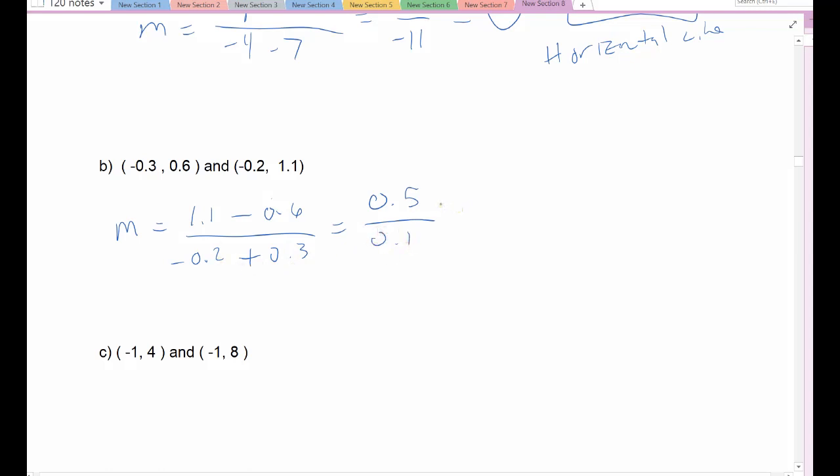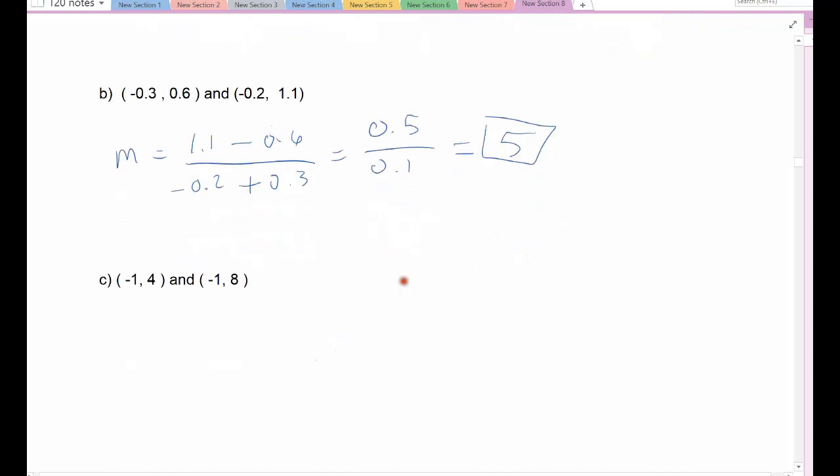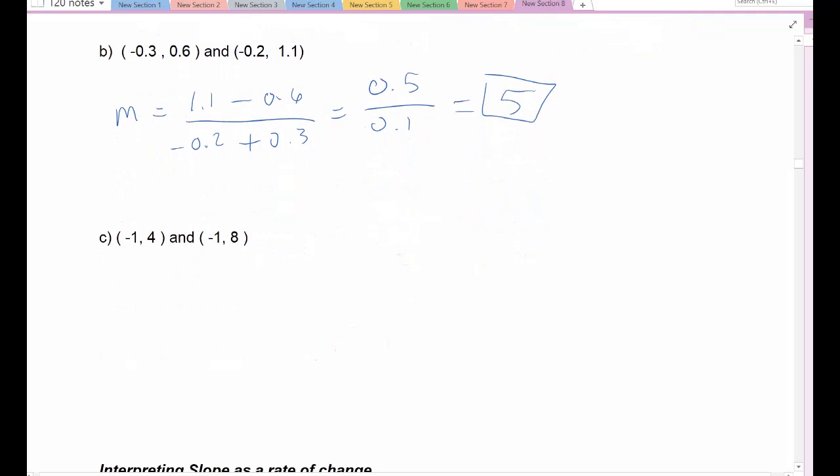Or again, you can use your calculator. 0.5 divided by 0.1 comes out 5. Alright, so my slope is 5. So this particular function is increasing by 5 units per change in x. Alright, the last one, I believe.